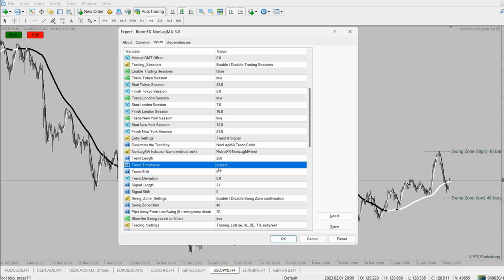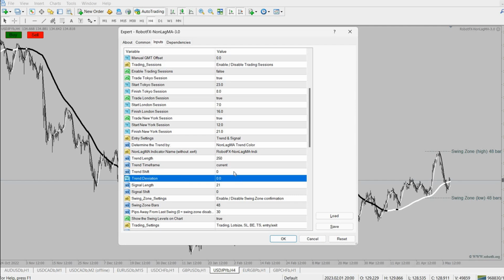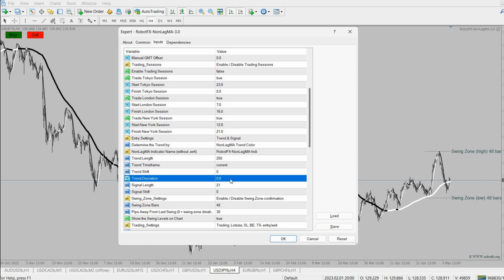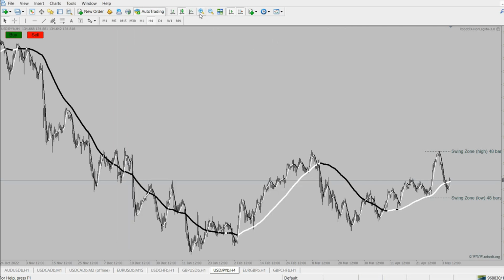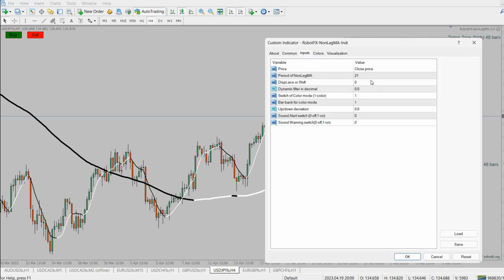choose the time frame. By default, I'm using the current time frame. I leave the shift and the deviation at 0. This makes the indicator move up, down, left, right. You probably know that already. And then let's go to the signal length. The signal length is the same indicator with different, much lower settings. On my chart right here, it has 21.